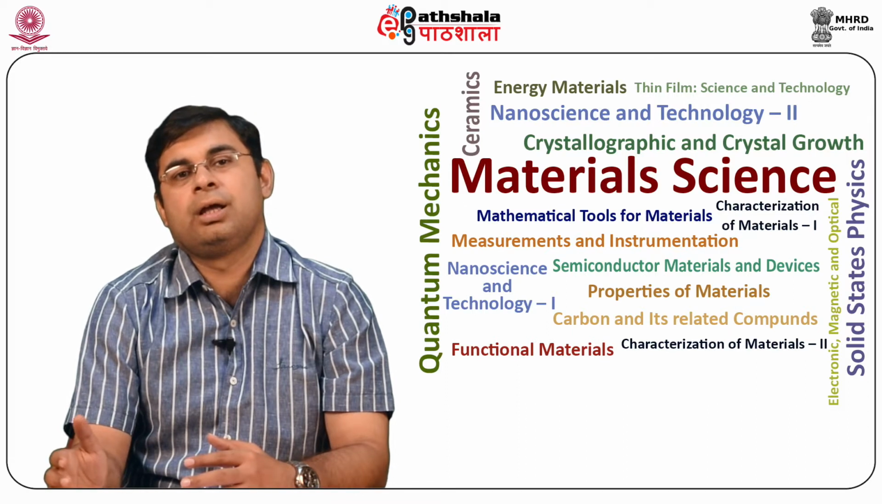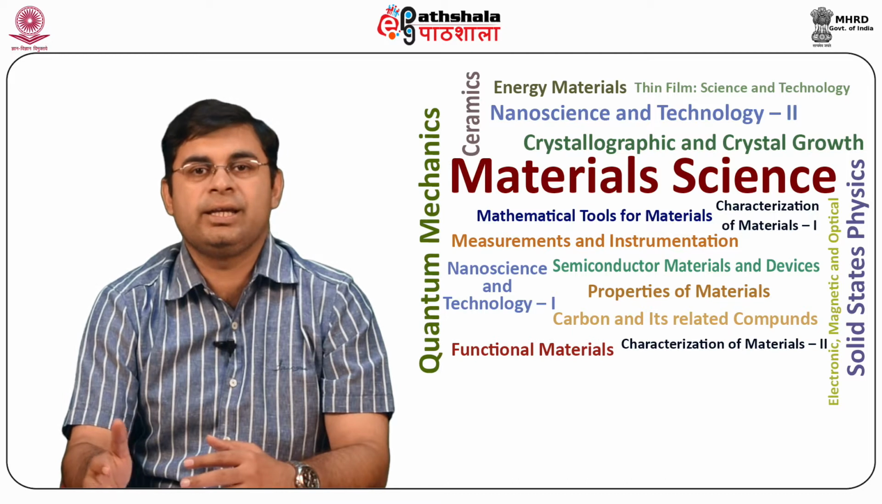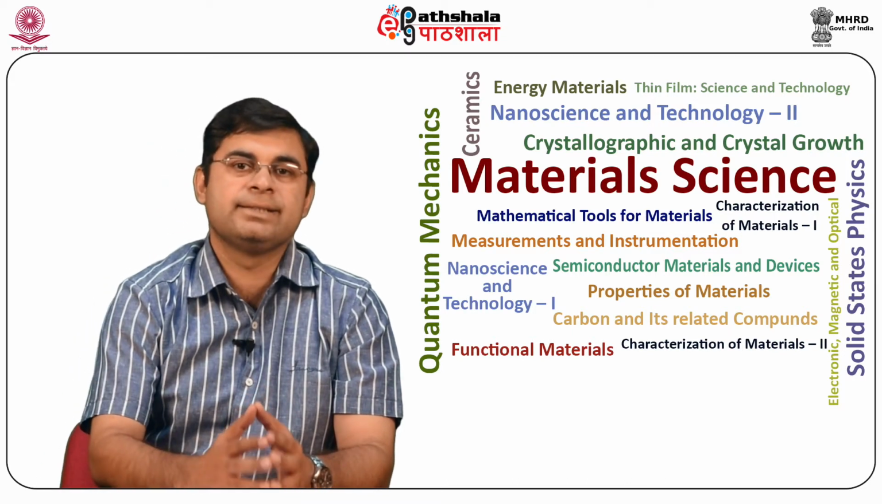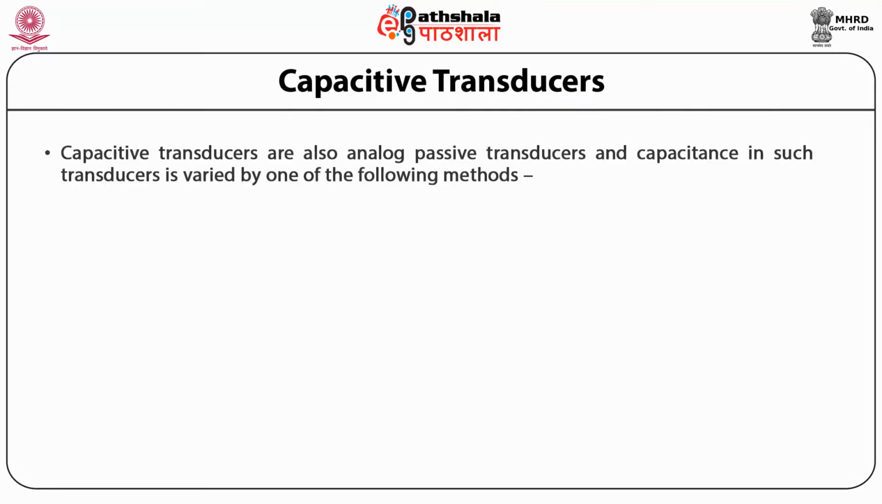Epsilon R is the relative permittivity of the dielectric, A is the area of plates in meter squares, and D is the distance between the two plates in meters. Capacitive transducers are also analog passive transducers, and capacitance in such transducers is varied by one of the following methods.